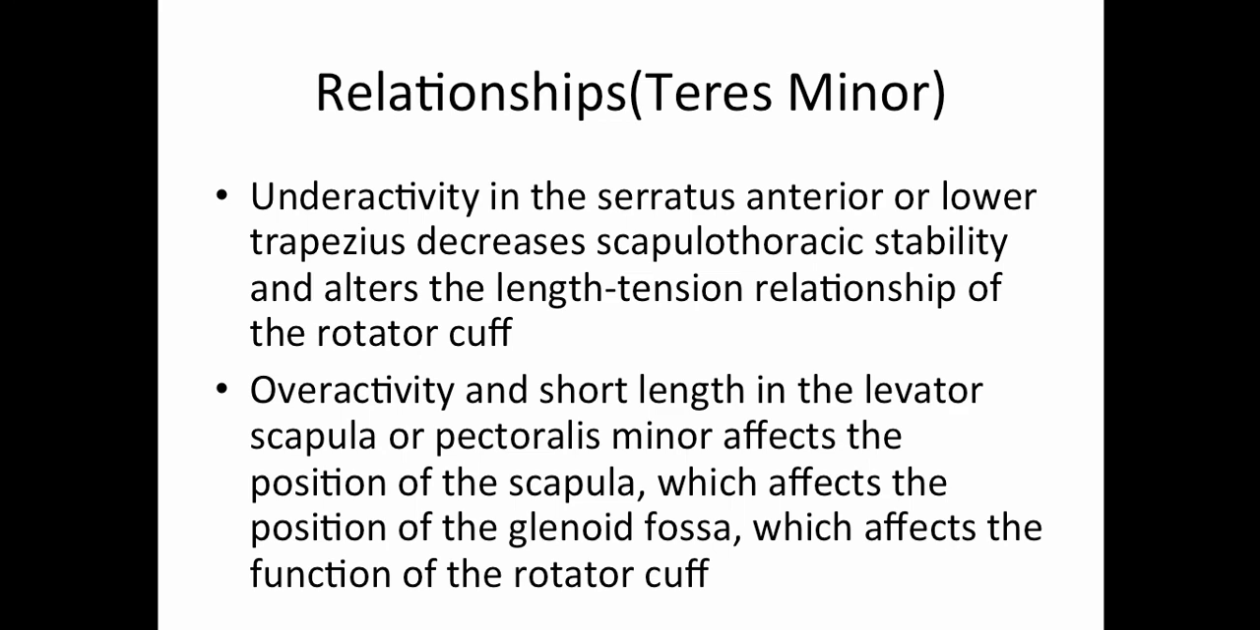Underactivity in the serratus anterior or lower trapezius decreases scapulothoracic stability and alters the length-tension relationship of the rotator cuff. Overactivity and short length of the levator scapula or pec minor affects the position of the scapula, which affects the position of the glenoid fossa, which affects the function of the rotator cuff.